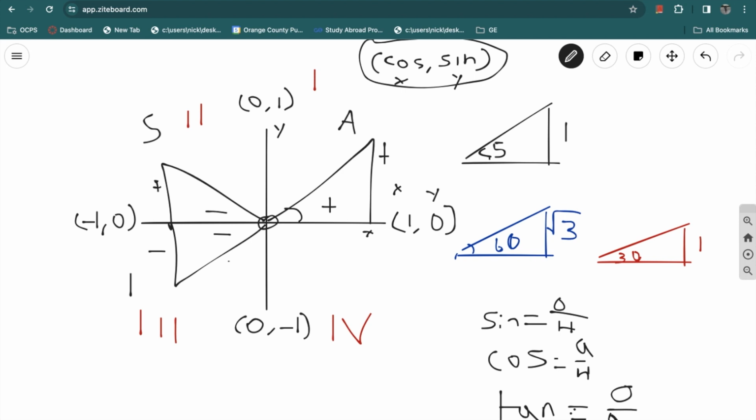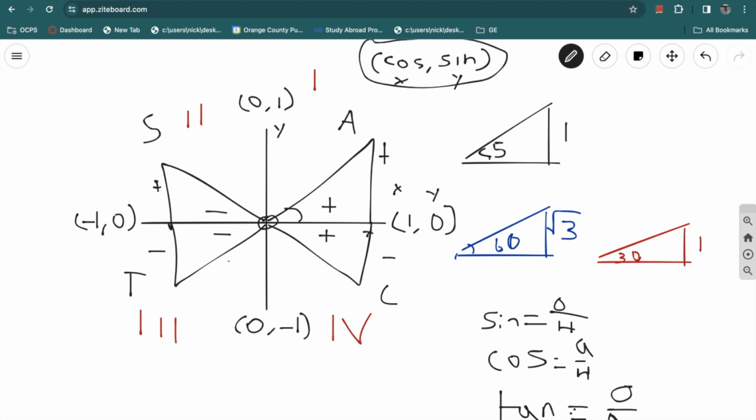So here tangent is positive, everything else is negative, and here sine is going to be negative because it's below, it's going down. Cosine, which is adjacent, is going to be positive because it's on the positive side of the x-axis. But because it's negative and positive, tangent is going to be negative, so cosine is the only positive in the fourth quadrant.